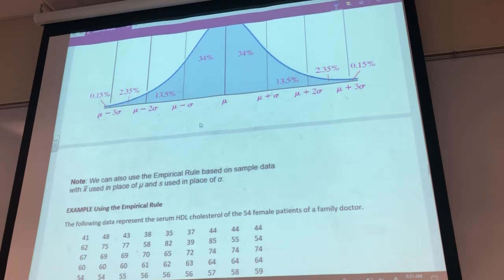Okay. And then they also say you can use the empirical rules based on sample data. So this is with population, with the mu's and the sigmas, because we have Greek letters. But if you have sample data, just say X bar and S instead, and it's the same thing.